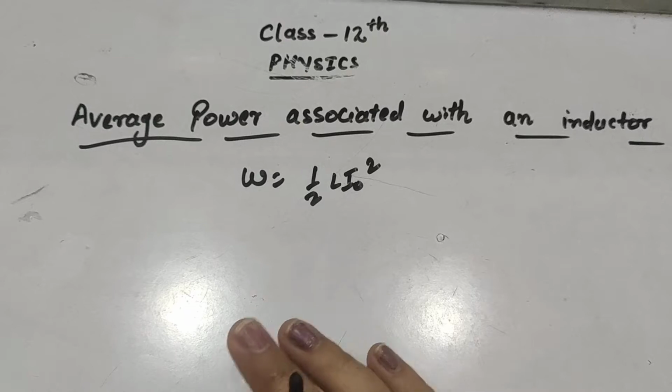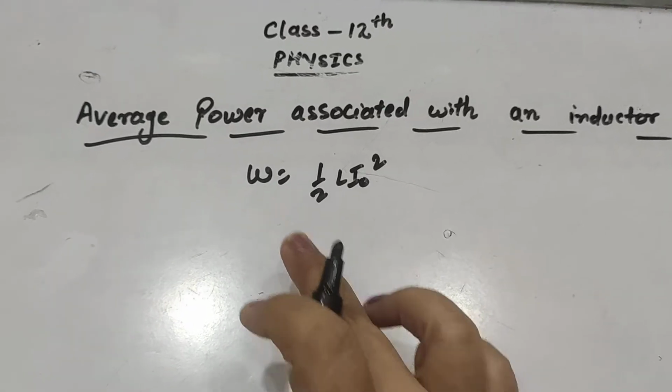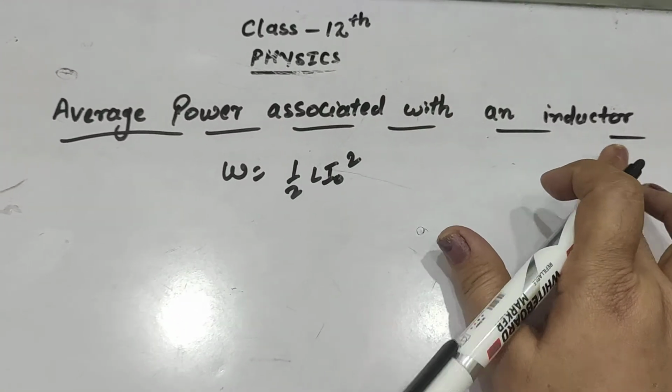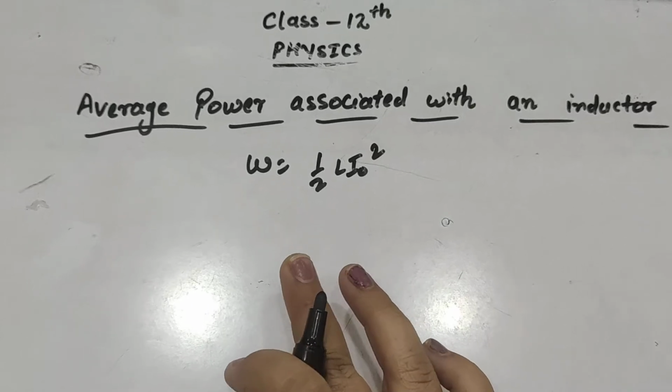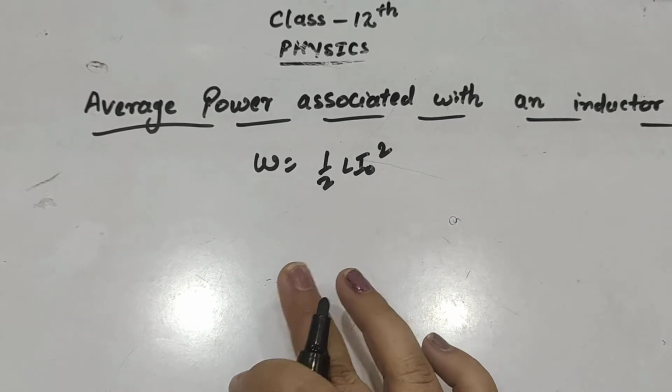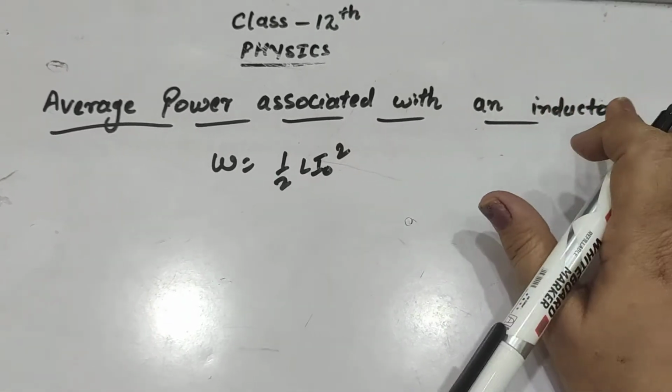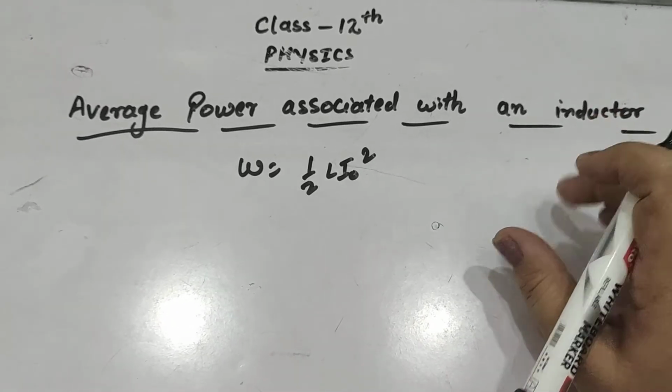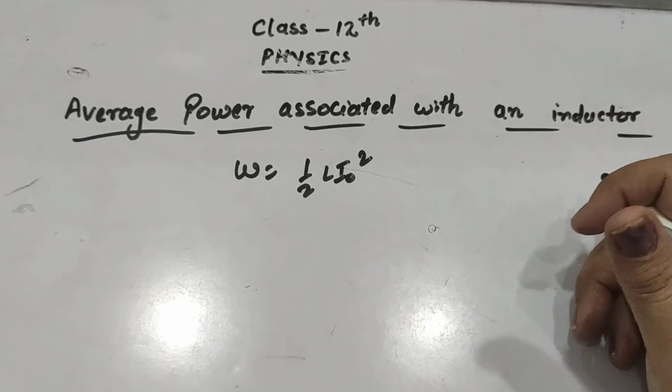So basically overall, if we see that the total average power associated with an inductor should be equal to 0. Now in this video we will prove that the average power associated with the inductor is 0, and moreover learn how, with the help of a graph, it works.